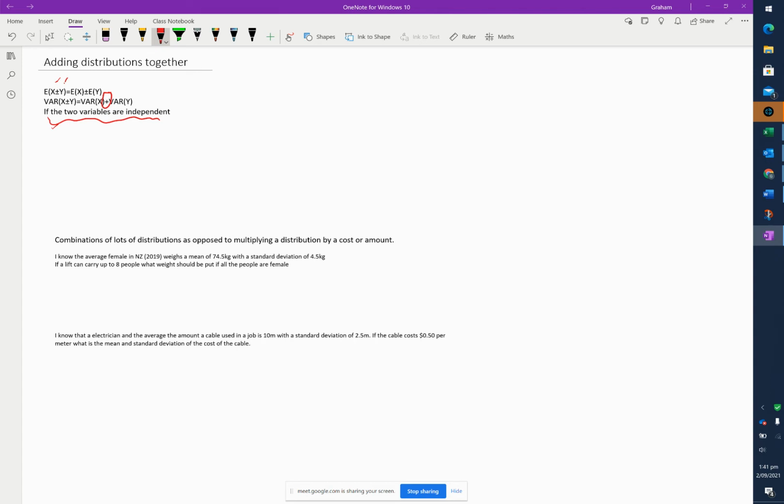The reason why that matters is because if I think about this one, I've got a female in New Zealand who weighs a mean of 64.5 kgs and a standard deviation of 4.5 kgs. 45 kgs, that'd be a massive standard deviation. And a lift can hold up to 8 people.